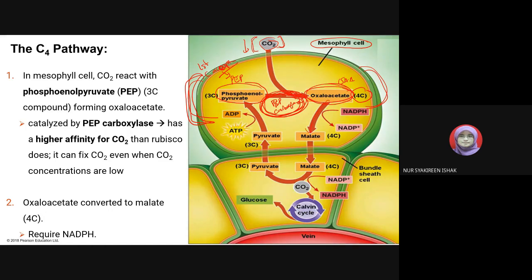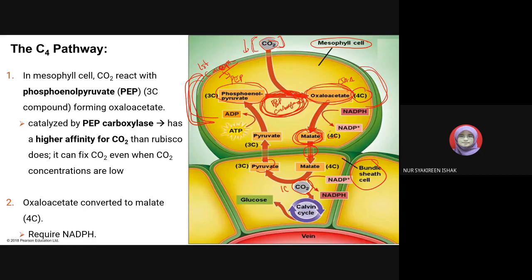Okay, so oxaloacetate will then be converted into malate. Malate is also a 4-carbon compound. All these reactions still occur in the mesophyll cell. But once malate is produced, malate will enter into the bundle sheath cell through plasmodesmata. Remember chapter 3, remember plasmodesmata? So malate enters into the bundle sheath cell through the plasmodesmata. Malate will split into 2 different molecules. The first molecule is carbon dioxide, which is 1 carbon. Pyruvate is a 3-carbon compound. So it will split, one becomes carbon dioxide, one becomes pyruvate.